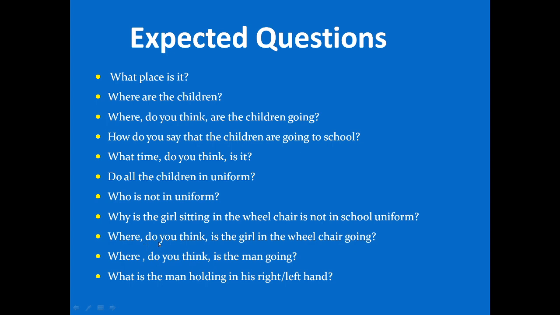Similarly, where do you think is the girl in the wheelchair going? Similarly, who do you think is the woman in the picture? We do not know, there is no guarantee that the woman is the mother of the girl. So there is only a chance, a probability. At times we use, who, comma, do you think is the woman in the picture? So just go through the questions.